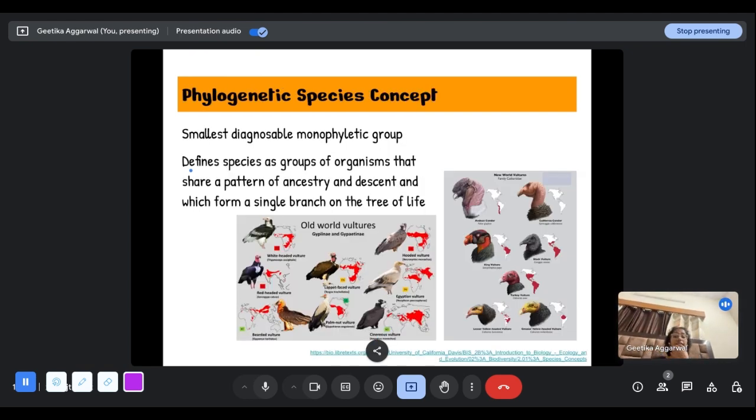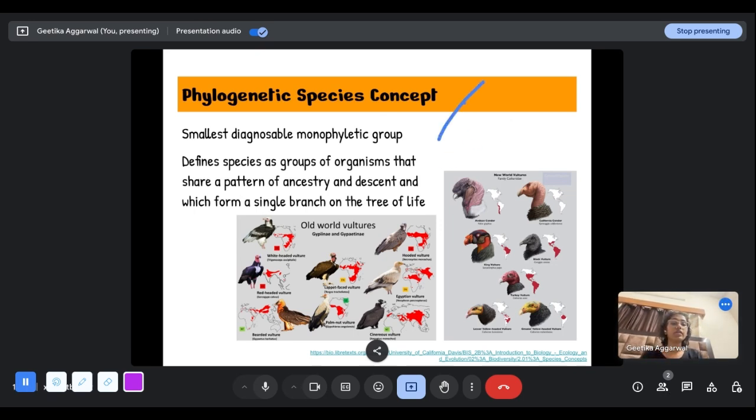Coming to the phylogenetic species concept, as the term suggests, the phylogenetic species concept uses phylogeny or evolutionary lineages to define species. And it says that a species is the smallest diagnosable monophyletic group. So, a monophyletic group is the one which shares one common ancestor.